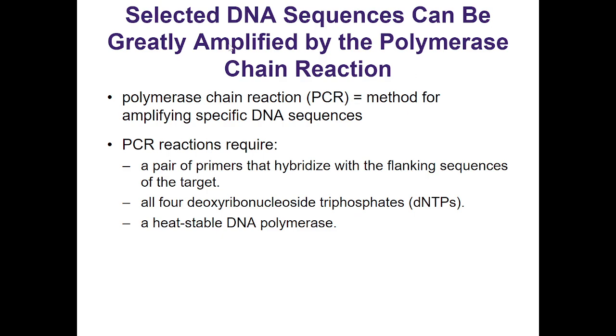So the selected DNA sequences can be greatly amplified by the polymerase chain reaction, typically called PCR. This is the method for amplifying specific DNA sequences. The PCR reactions are going to require a pair of primers that will hybridize with flanking sequences of the target, all 4 deoxyribonucleoside triphosphates, i.e. your dNTPs, everybody got that?